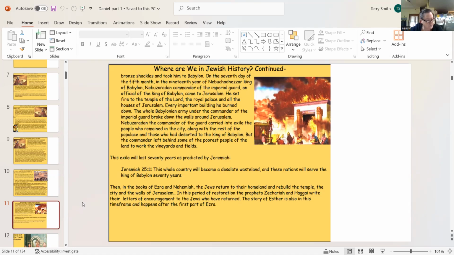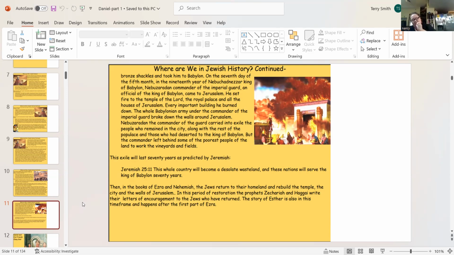This exile will last 70 years, as predicted by Jeremiah. Jeremiah 25:11. This whole country will become a desolate wasteland, and these nations will serve the king of Babylon 70 years. Then in the books of Ezra and Nehemiah, the Jews returned to their homeland and rebuilt the temple, the city, and the walls of Jerusalem. In this period of restoration, the prophets Zechariah and Haggai write their letters of encouragement to the Jews who have returned. The story of Esther is also in this time frame and happens after the first part of Ezra.